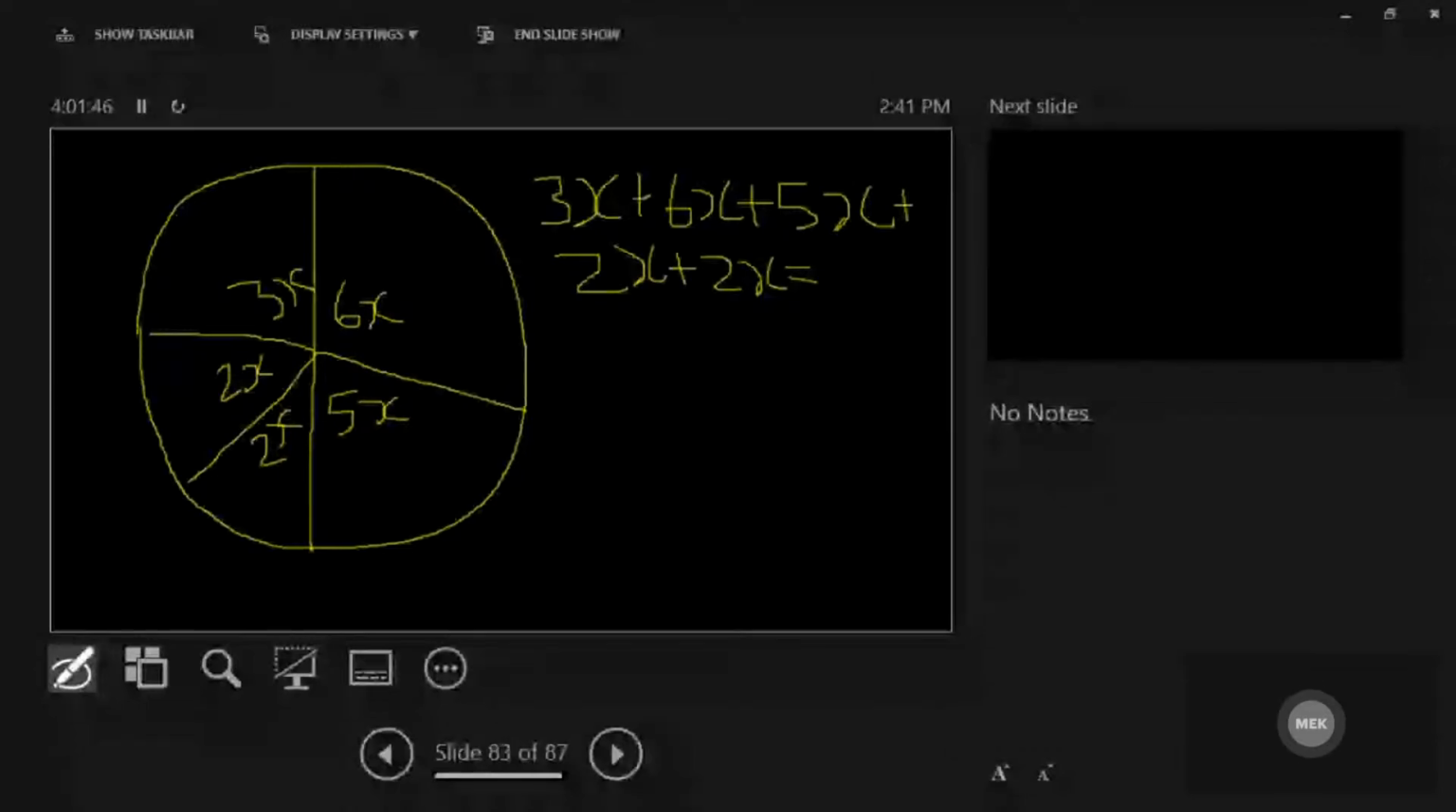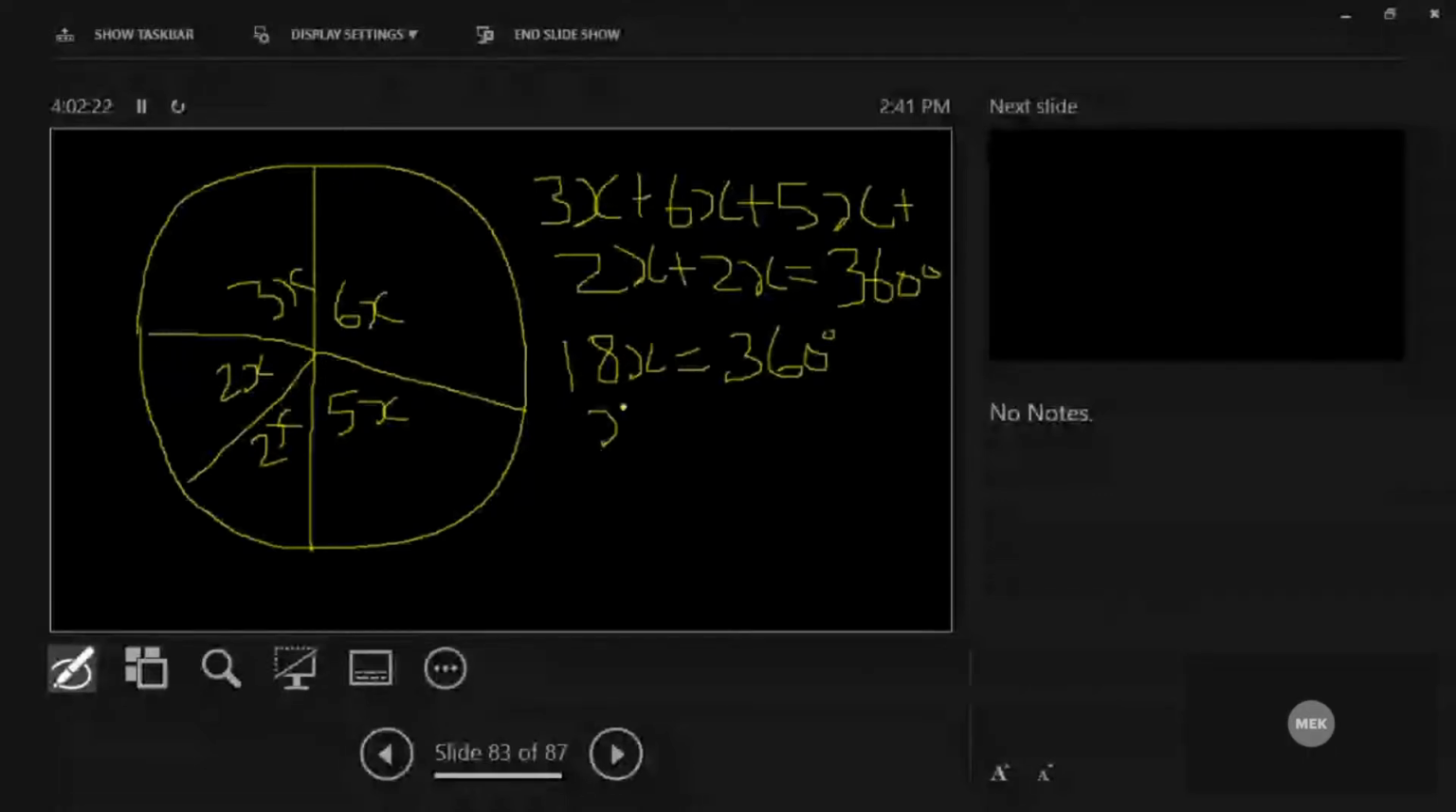So add the 2x plus 2x plus 5x plus 6x plus 3x, and that gives 18x. And you divide the 360 by 18. So where did you go wrong, Trevor? You divided 180. Remember, these are angles in a circle. They don't add up to 180, they add up to 360 degrees. So the 18x gives 360 degrees. Therefore, each value of x is 360 divided by 18, not 180 divided by 18.